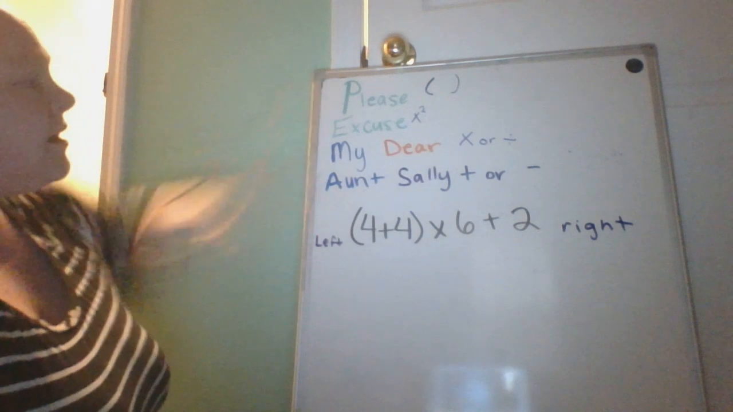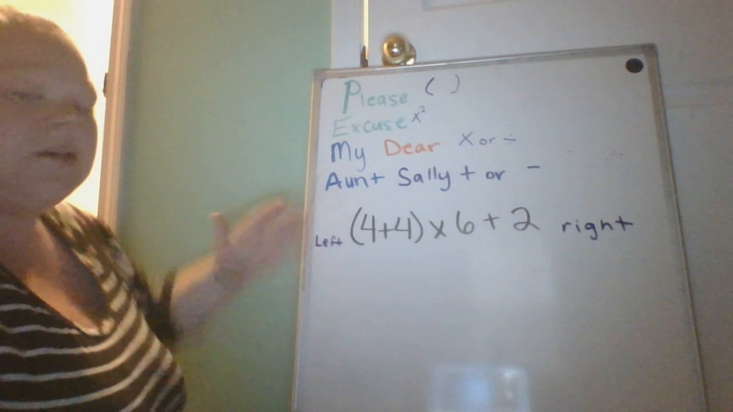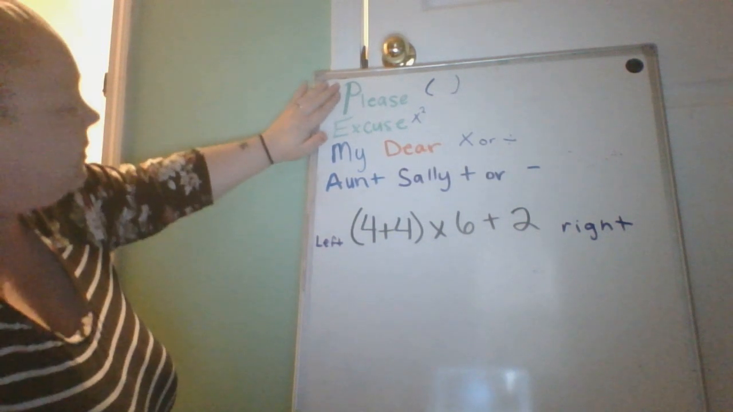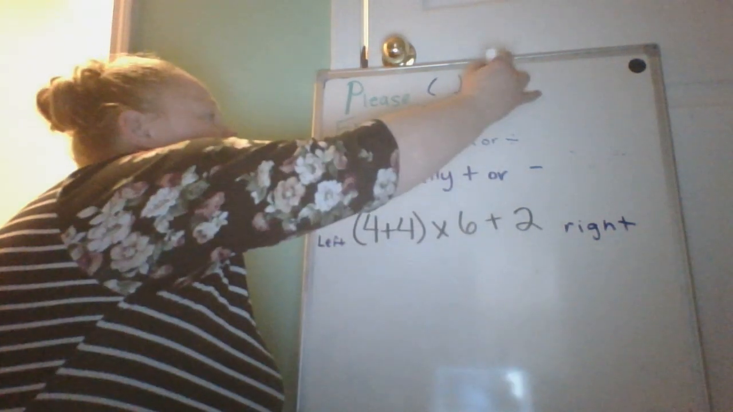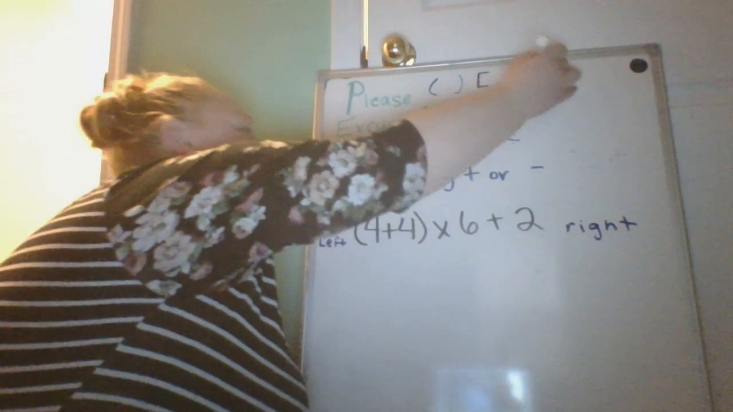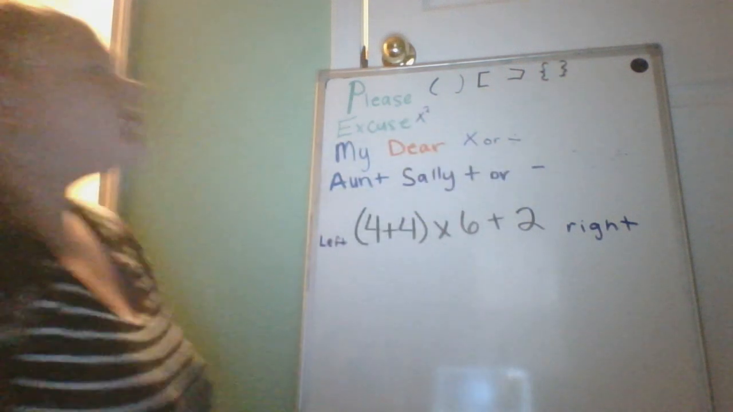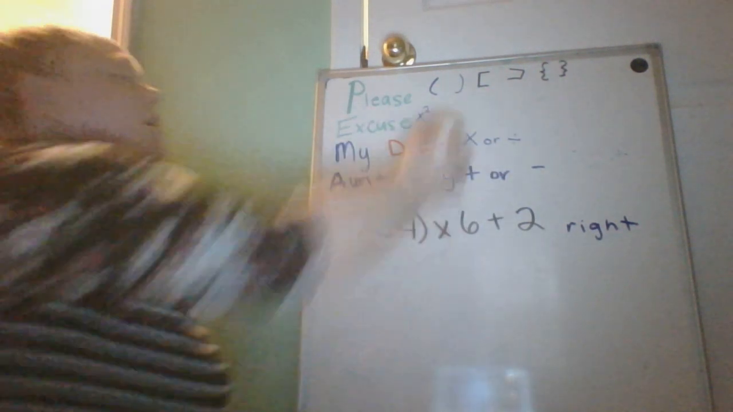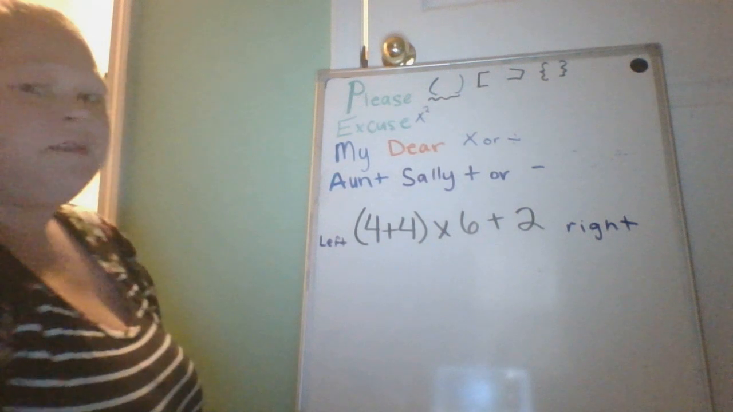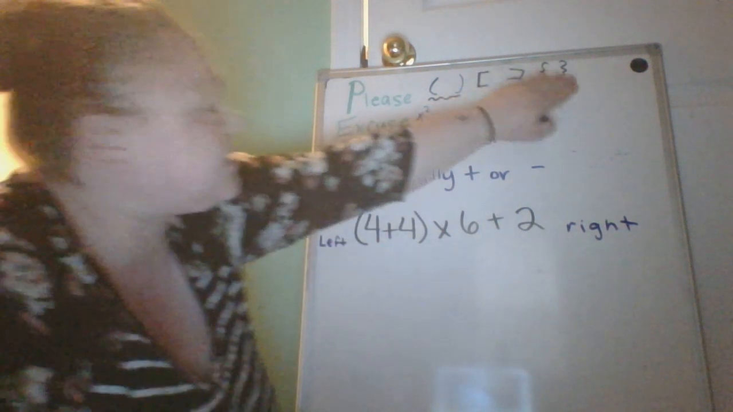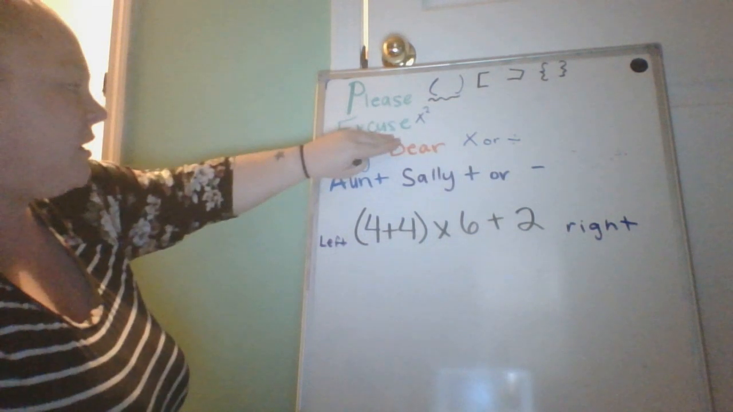So please, that's going to stand for parentheses, or sometimes you might hear GEMS with G for grouping. So grouping symbols or parentheses. Our other grouping symbols are going to be brackets, and then sometimes you might see braces. Those are all the different grouping symbols. But for the most part, in fifth grade, all we see are parentheses. So some of us might see some problems with some brackets and some braces, but for the most part, we see parentheses. And then we've got excuse.